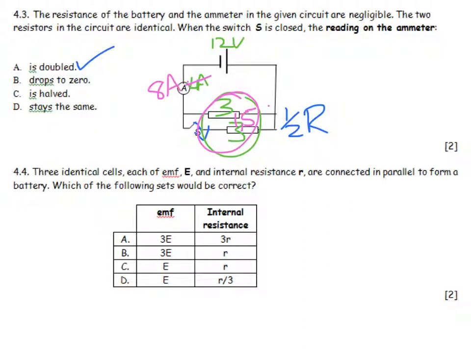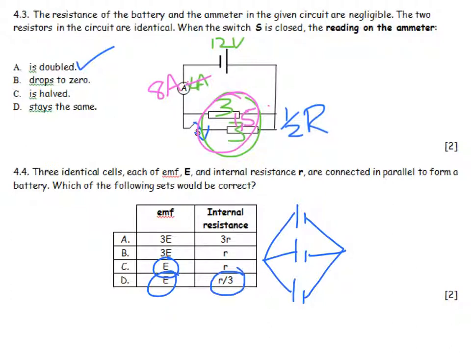3 identical cells have the same EMF and the same internal resistance. They are in parallel to form a battery. What is correct? The EMF is going to be in parallel. Remember, you get the same energy as if you were connected in series. You don't get any more, they just last longer. So we are going to land up with exactly the same E value. And then you are going to say, what is going to happen to the resistance? Well, my resistance is going to reduce, and it's going to reduce by 1/3 because I now have 3 parallel branches.